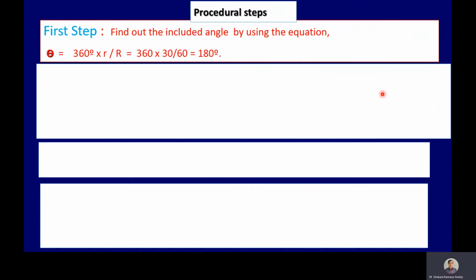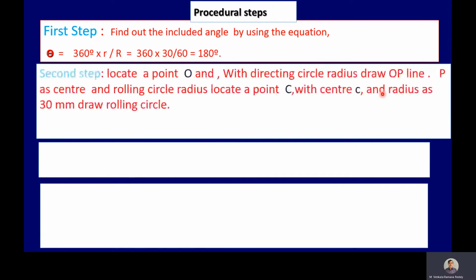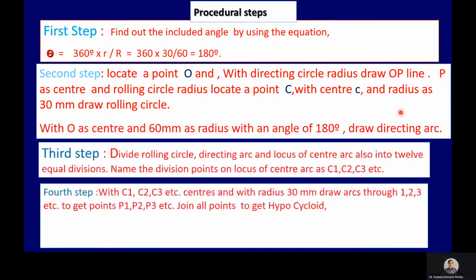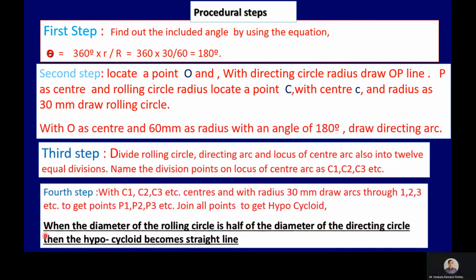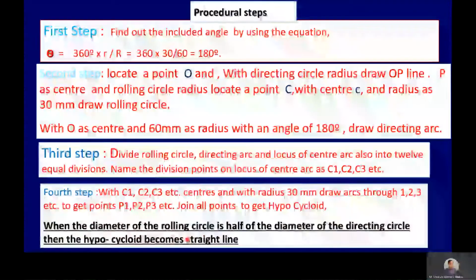The following steps are considered for construction of hypocycloid when radius of the rolling circle is half of the radius of the directing circle. When the diameter of the rolling circle is half of the diameter of the directing circle, then the hypocycloid becomes straight line.